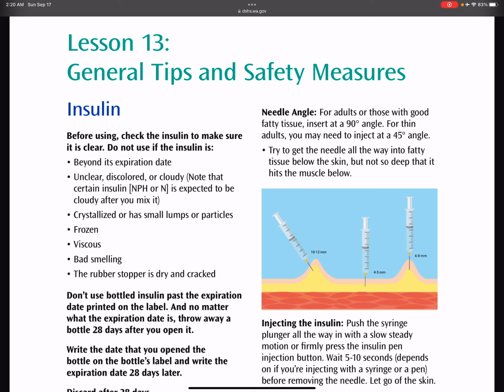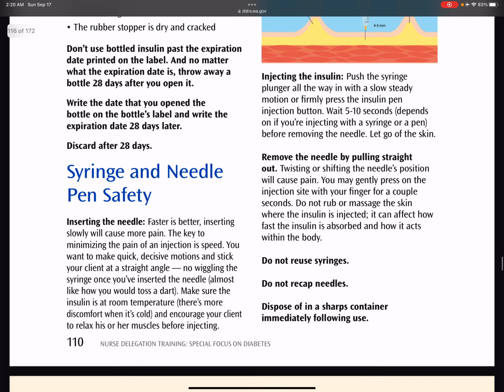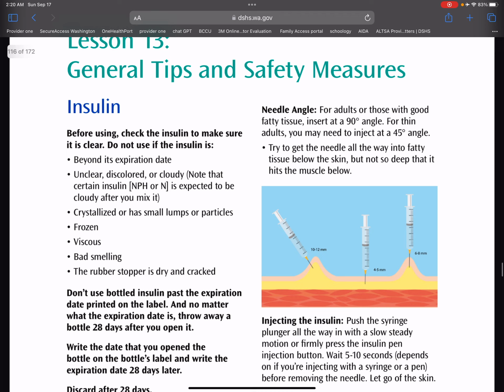Or do not use bottles of insulin past the expiration date printed on the label. And no matter what the expiration date is, throw away a bottle 28 days after you open it. Write the date that you open the bottle on the bottle label, and write the expiration date 28 days later. Discard after 28 days. These are some tips about insulin.